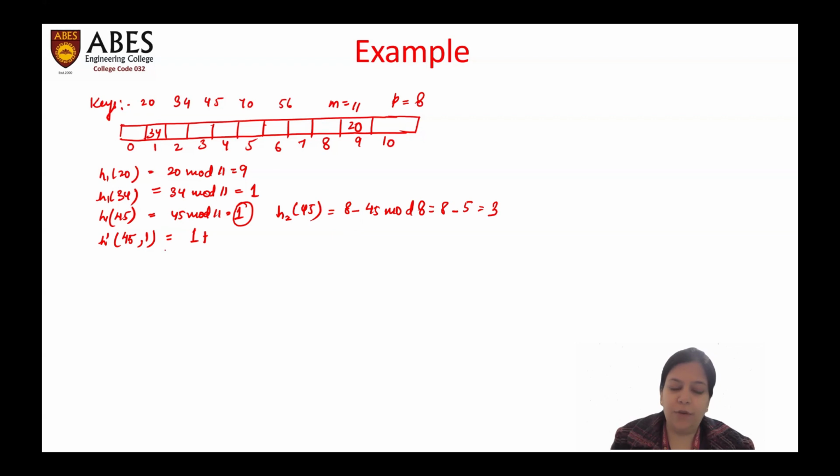So here in the h' function, we are going to use h1(k) plus i times h2(k), where the value of i is 1 and the value of h2(k) is 3. And then we are going to mod this value overall by m. So here we will get 4 mod 11, and that will come out to be 4. So we can see that 45 can be mapped here at index 4. So this is the way double hashing or double probing is done.